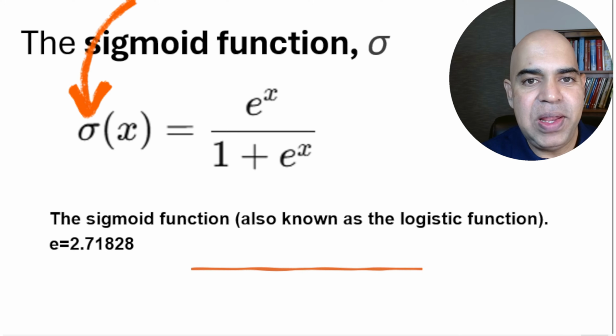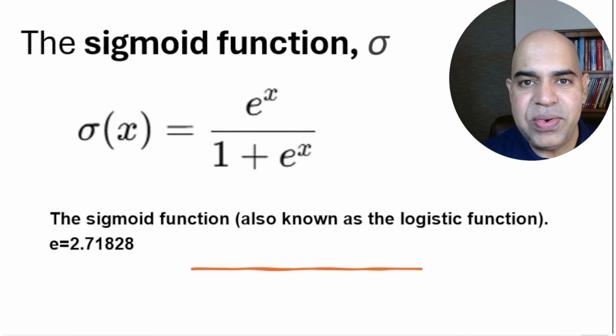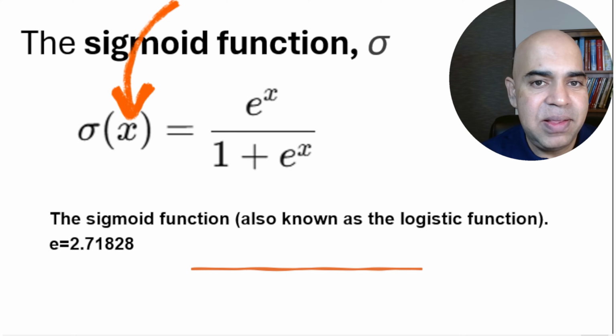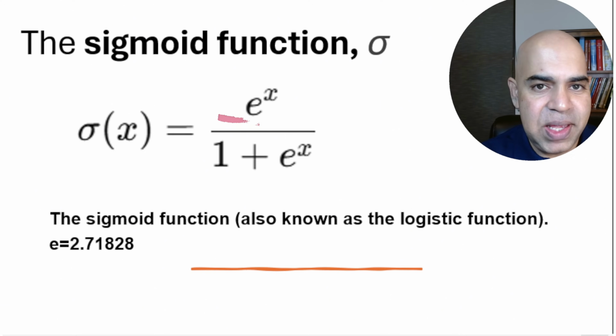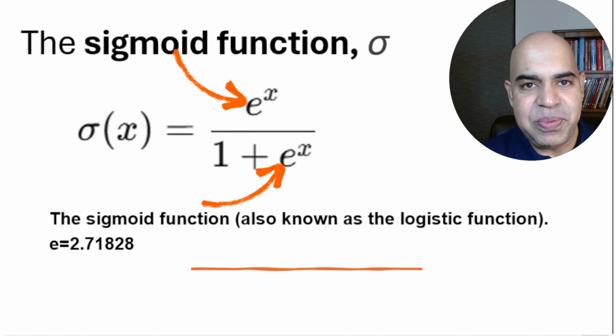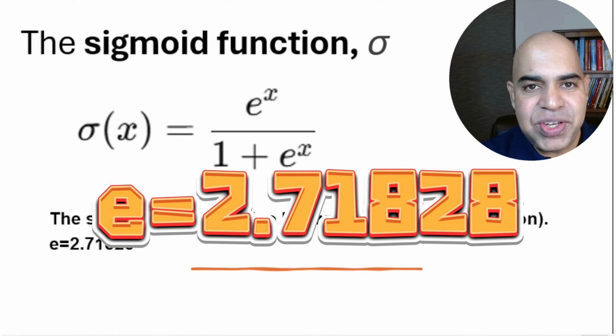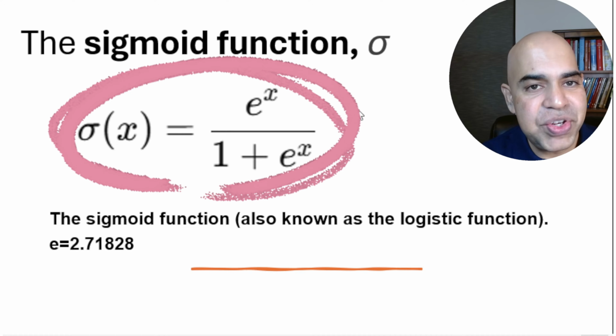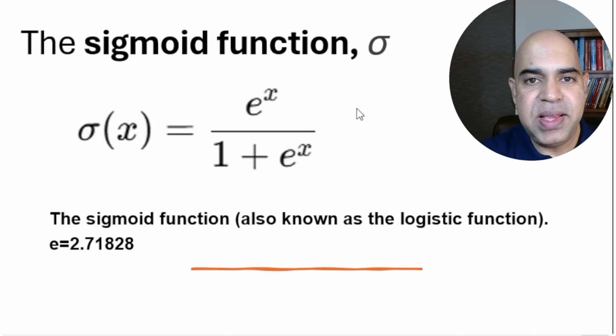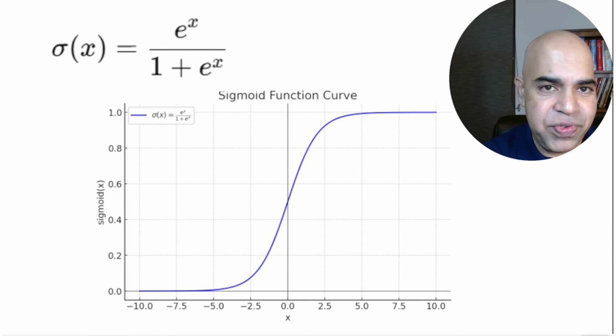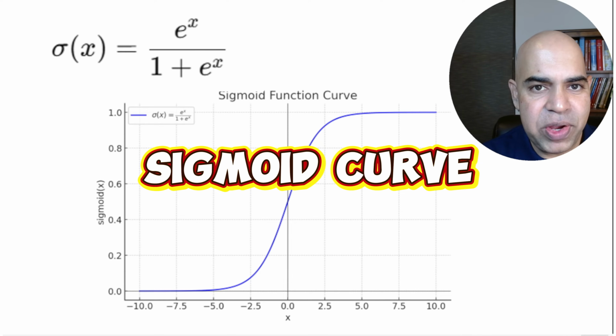Mathematically, it is represented as this. Sigma is commonly used to denote the sigmoid function. If the real valued number is x, then the converted value is e to the power x divided by 1 plus e to the power x. Here e represents Euler's number, which is approximately equal to 2.71828. This sigmoid function is characterized by its S-shaped curve, often referred to as a sigmoid curve.